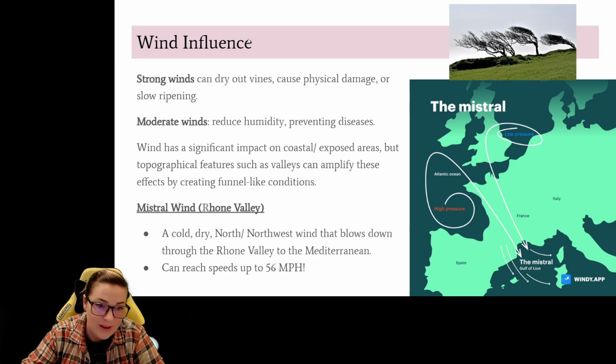Now we're going to talk about wind. Wind is a big deal. We might not completely understand it because in the Sierra foothills, it's actually not extreme. We don't get really much extreme winds in our parts. But in areas that do get some strong winds, it can really dry out your vines. It can cause physical damage or even slow the ripening. So really not ideal to have extreme winds. Moderate winds are nice. That's what we have here in the Sierra foothills.